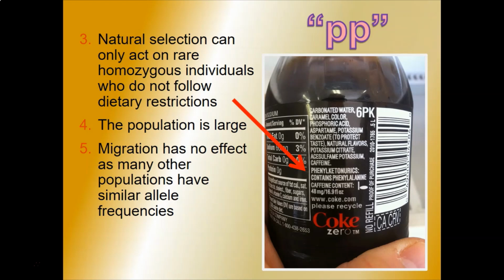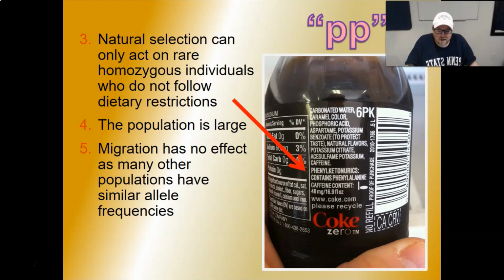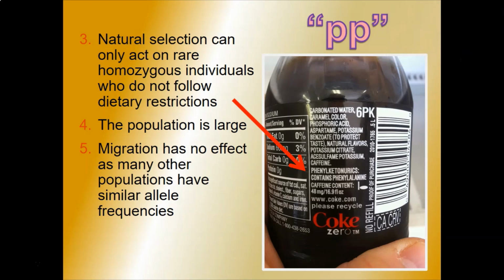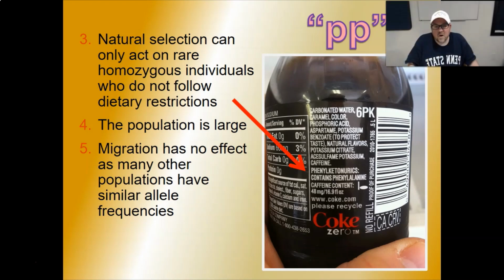Okay, the population is large. Well, we're going to be talking about the United States as a whole for this problem, so that's a gigantic number of people. And migration has no effect, as many other populations have similar allelic frequencies. So yes, we're talking about the United States, but whoever comes in and whoever goes out, the entire globe pretty much has similar numbers here.